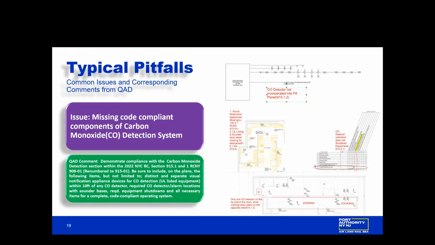And there's a lot of caveats. There's a lot of stuff in the building code, specifically regarding the carbon monoxide detection system, along with the rules of the City of New York, 915-01. Great resource. Please get familiar with it to avoid any kind of comment. That's usually the best place to take a look at. Next slide, please.